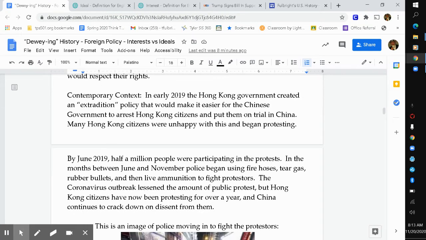In early 2019, the Hong Kong government created an extradition policy that would make it easier for the Chinese government to arrest Hong Kong citizens and put them on trial in China. So even though the Hong Kong government is, in a way, separate from China, some members of the Hong Kong government are very pro-China. They want to support China. So if they make it easier for the Chinese government to arrest their own citizens and take them to trial in China, do you think those citizens are going to be happy about getting a trial in China? Is it possible that they may not get a fair trial?